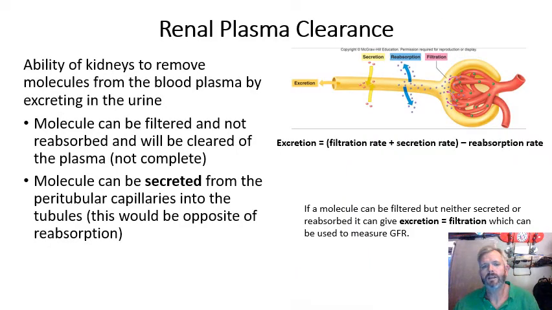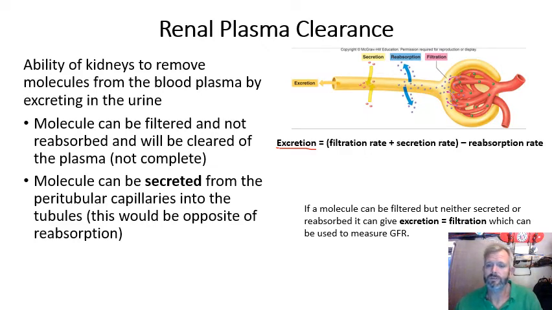Now let's look at a term called renal plasma clearance. Many times we're trying to get rid of waste products or other products. We need to remove them from the blood. So how do we clear them? Right? And so we can look at this equation here. We can look at excretion. So to remove something, we have to ultimately excrete it in the urine to get it out.